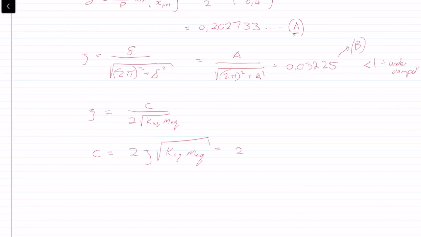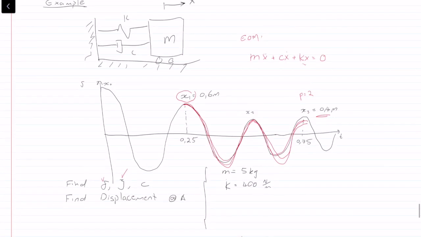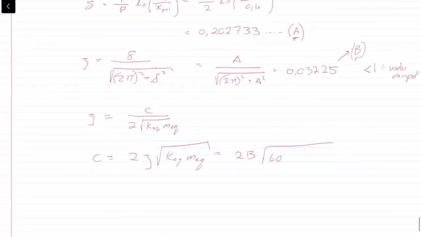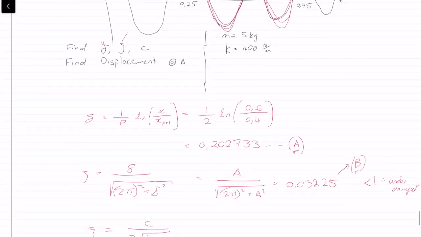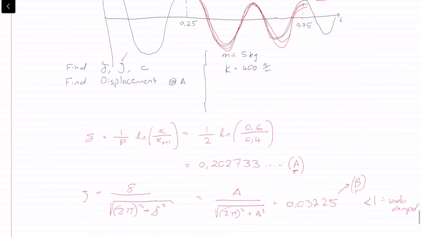I'm going to say it is 2 times B because I've stored it right there. Our K equivalent is just the value of K, which we know is 400, and M equivalent is just the value of M, which we know is 5. Okay, so putting that into our calculator, we get the following answer. C is equal to 2.88445 newton seconds per meter. Cool stuff. So now we've got that.